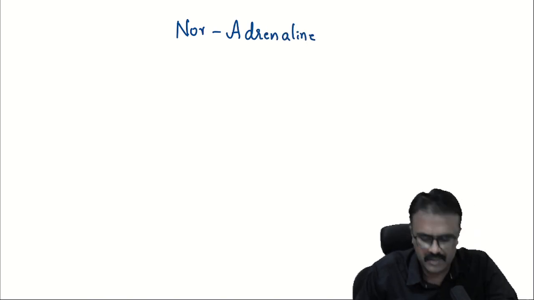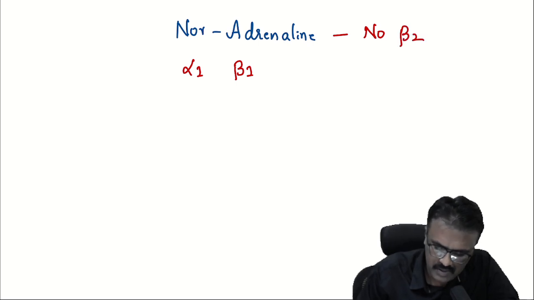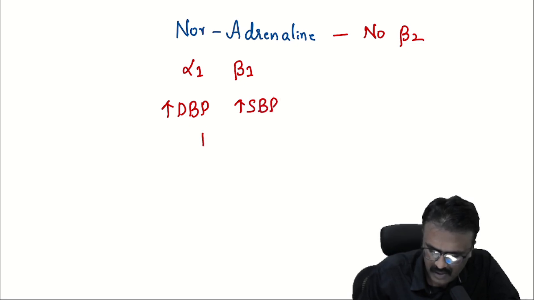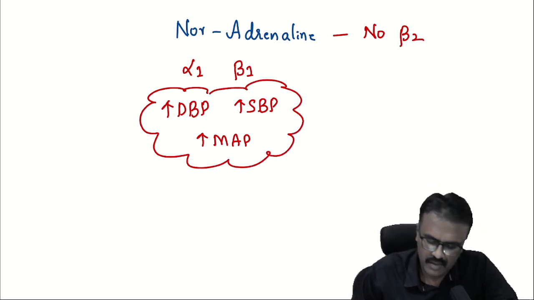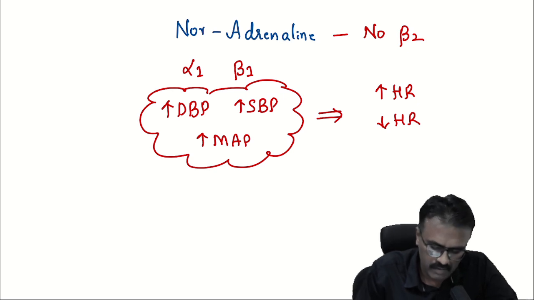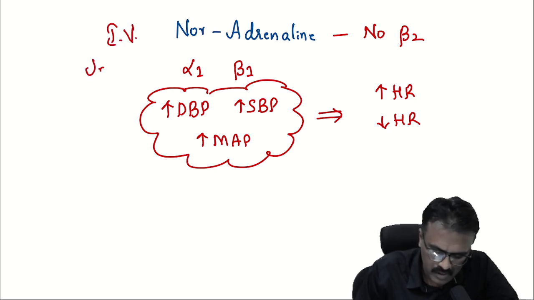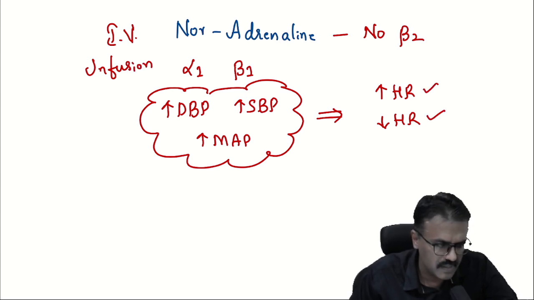Frequently, they keep on asking this. This one acts on alpha 1, beta 1, but it has no beta 2 action. So because of this, it increases diastolic BP, systolic BP, and mean arterial pressure. So when we give noradrenaline infusion, it increases all the BPs. Now tell me, after infusion, will it increase the heart rate or decrease the heart rate? If I give an IV infusion of noradrenaline, after some time, will the heart rate go up or go down? Please answer me. Very, very important, this one.